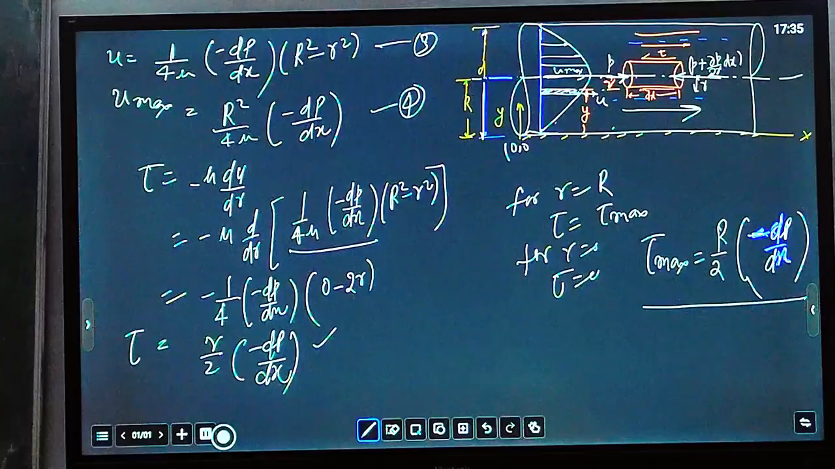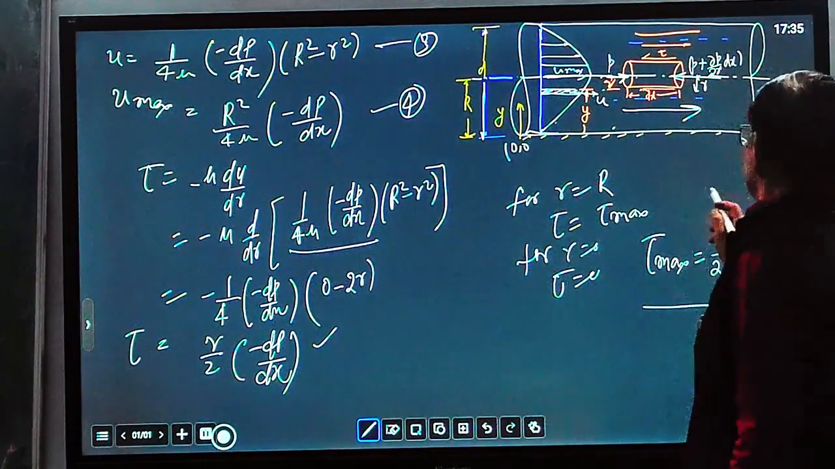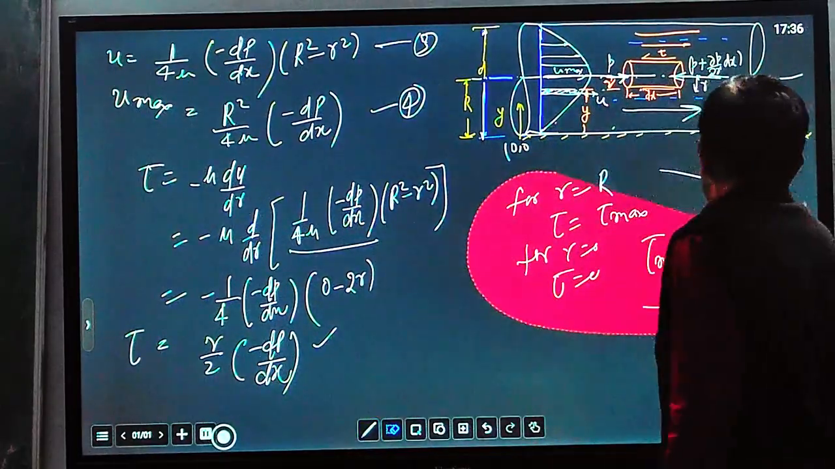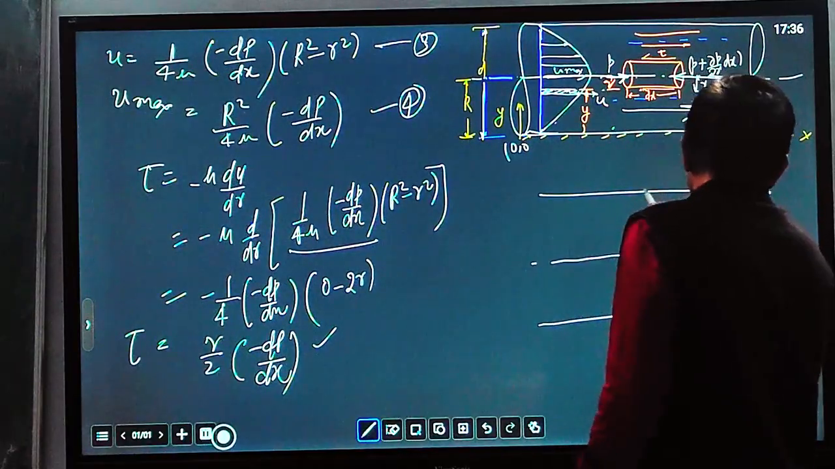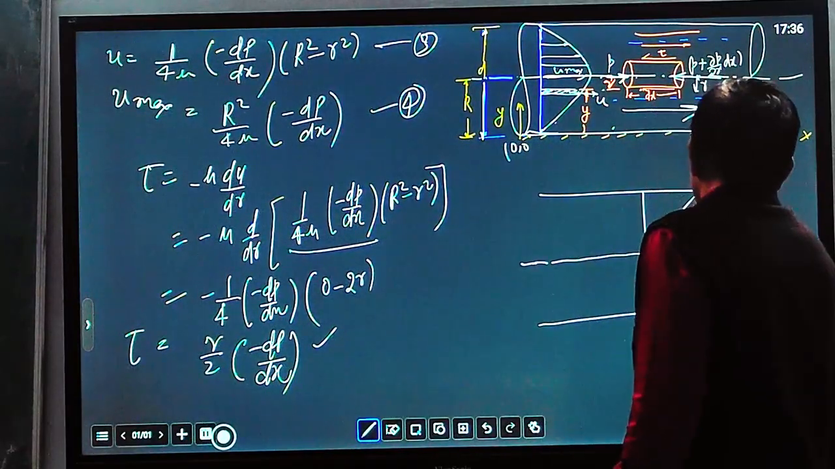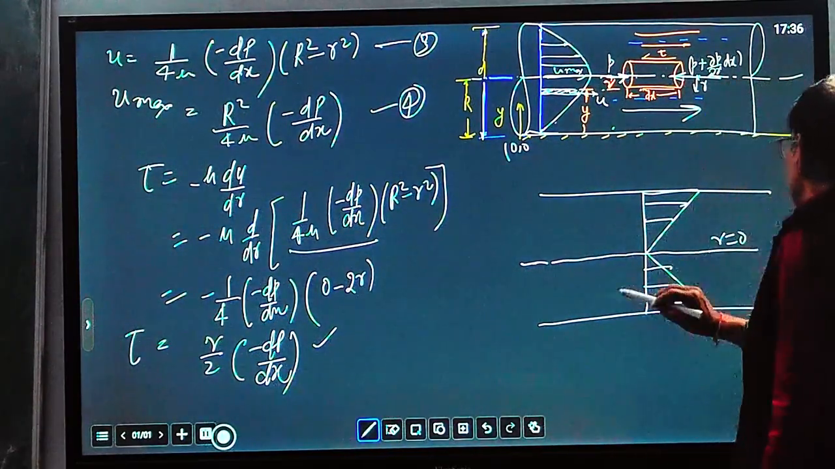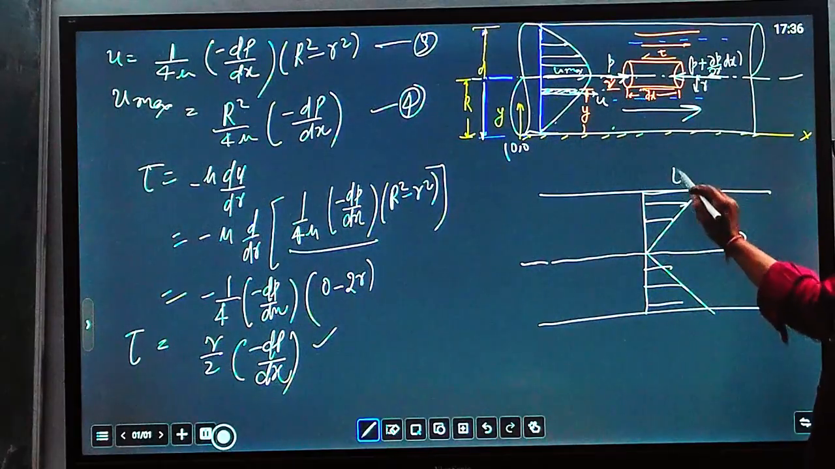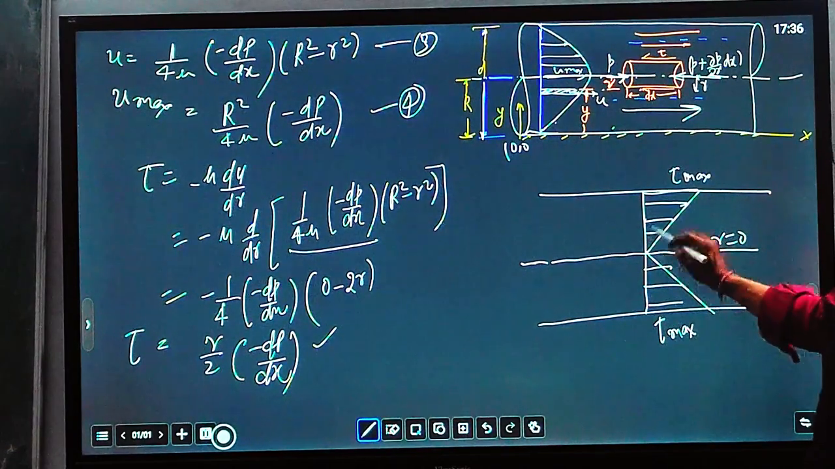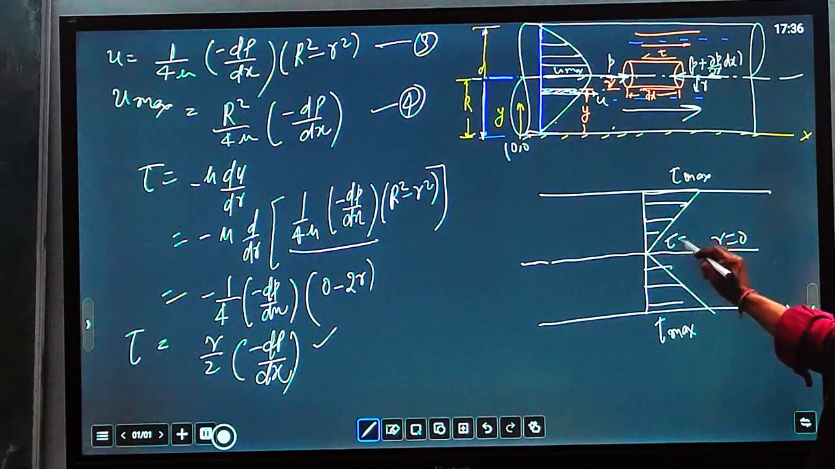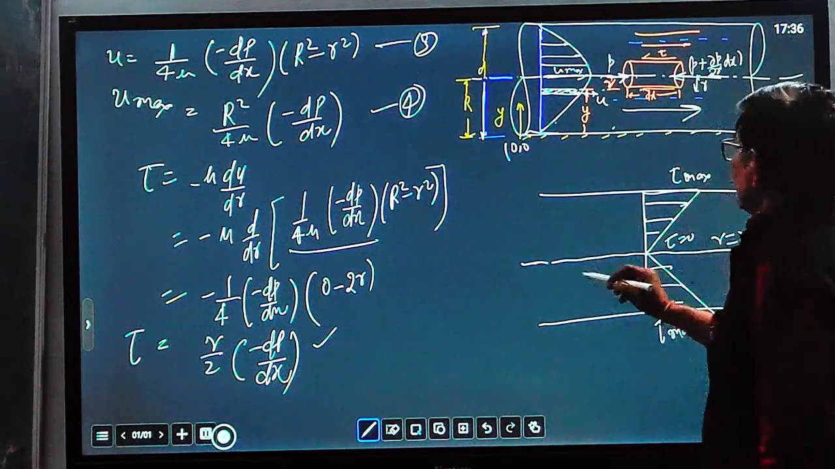So the tau maximum distribution of shear stress will be like this. We can make a separate diagram for this purpose. For this pipe, the shear stress distribution will be like this. At r equal to 0, shear stress is 0, tau max here and tau max here, and these are varying. At this point tau equal to 0. Same pipe we are considering here.